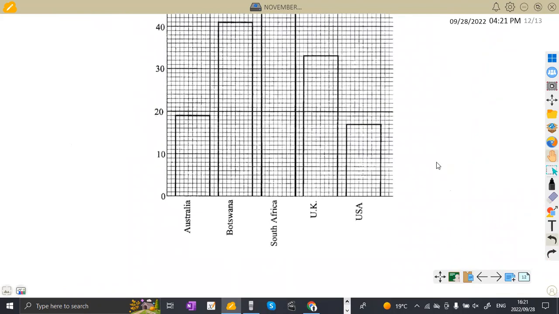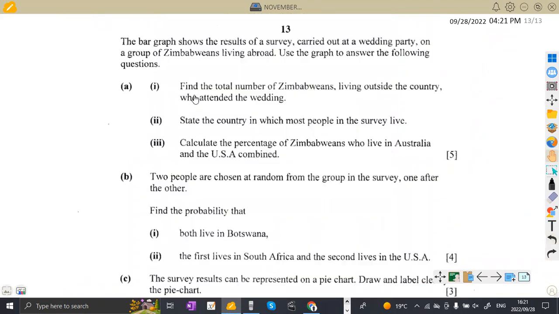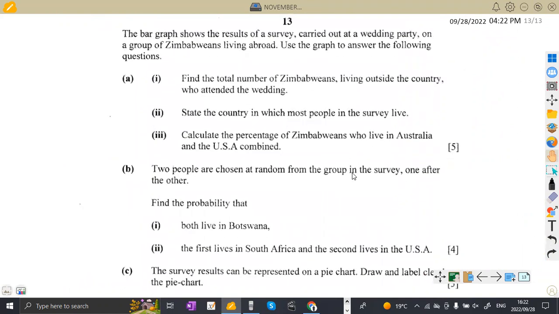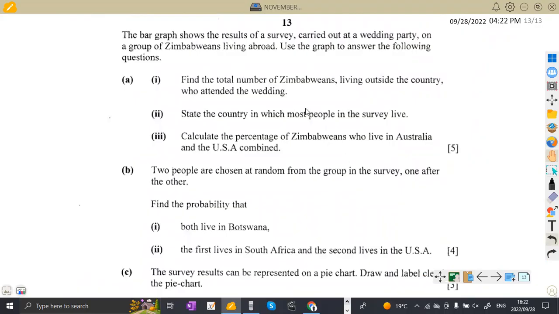And the question now is, the bar graph shows the results of a survey carried out at a wedding party on a group of Zimbabweans living abroad. Use the graph to answer the following. So these are the guys who were at the wedding party and they're living abroad.